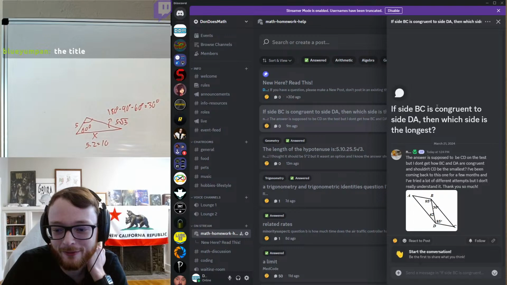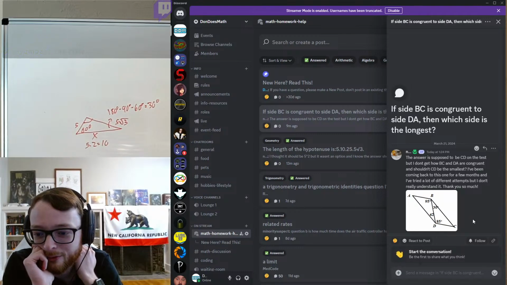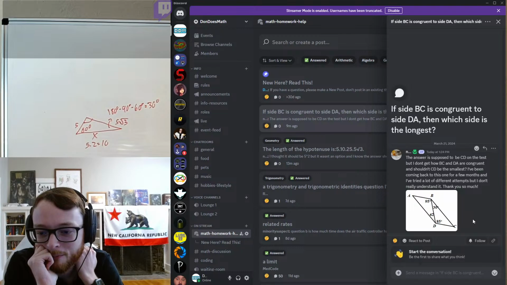If side BC is congruent to DA, that's not possible. Or is it? Which side is the longest? If side BC is congruent to side DA... So these can't be parallel lines. That was throwing me off, I guess. That's the only way they could possibly not be congruent, I think.